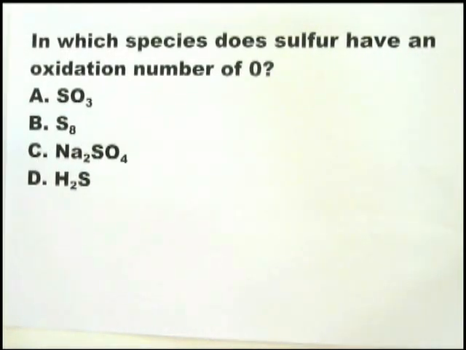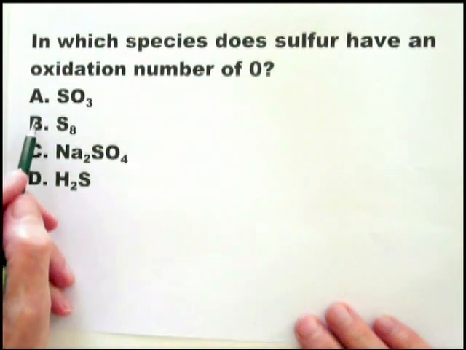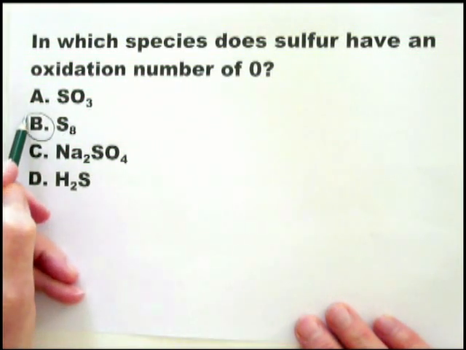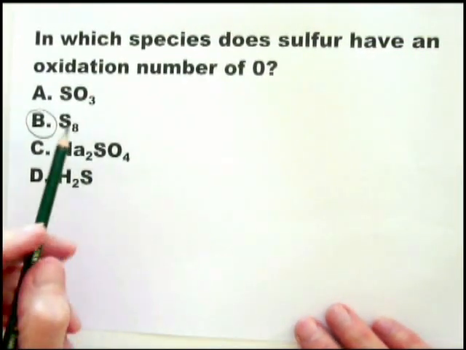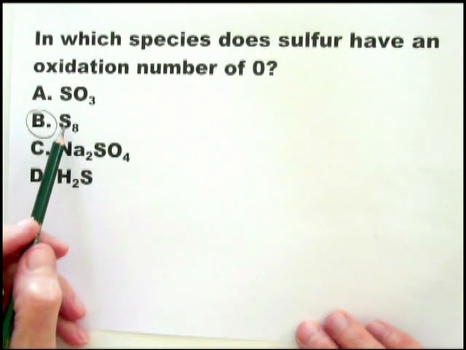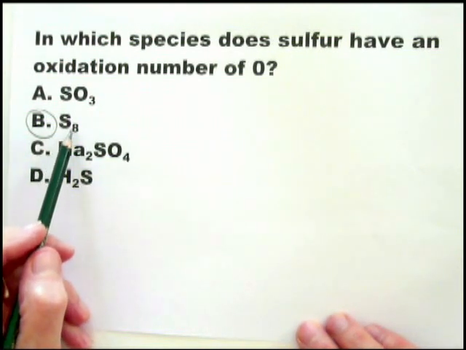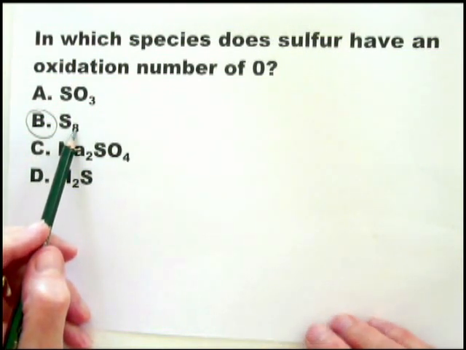In which species does sulfur have an oxidation number of 0? All elements in their elemental state have an oxidation number of 0, so you're simply looking for sulfur, and there you go, S8.